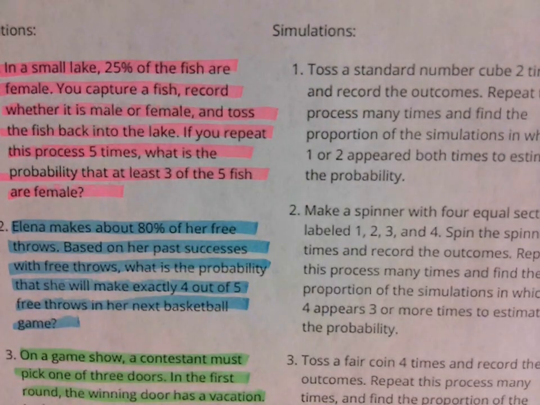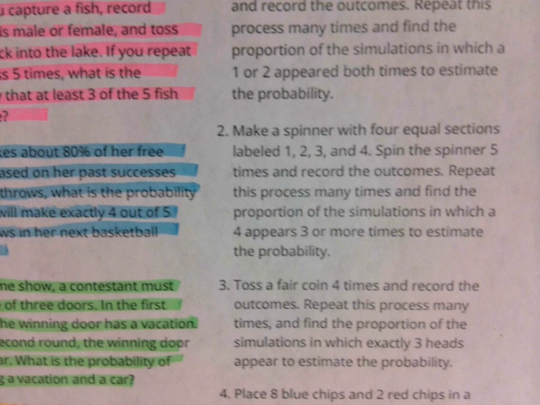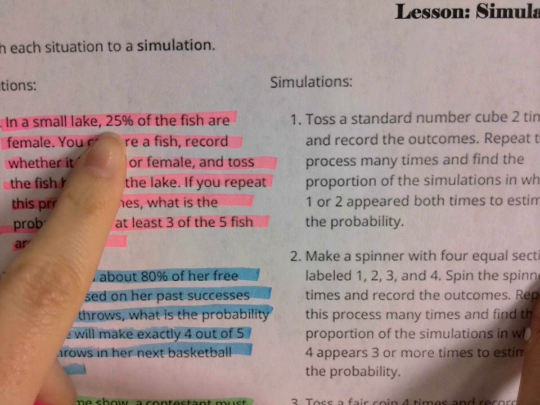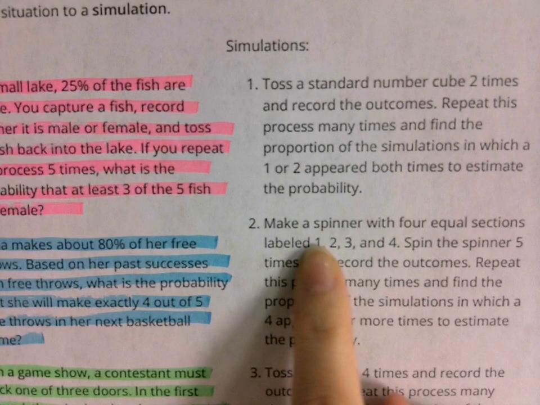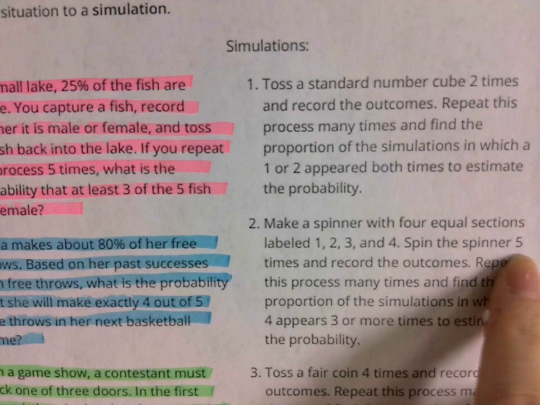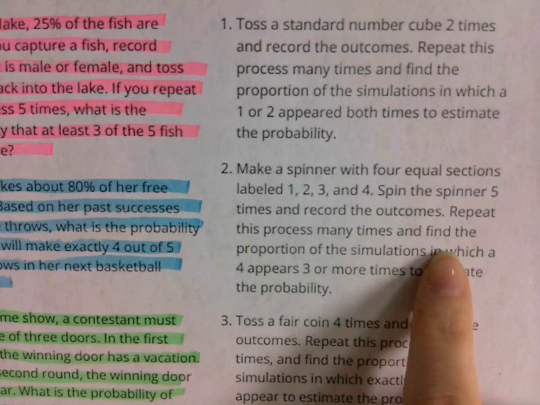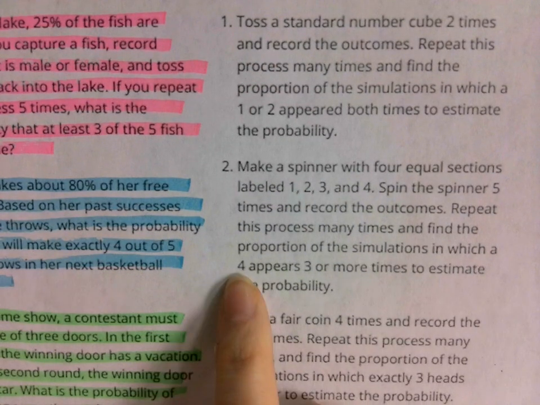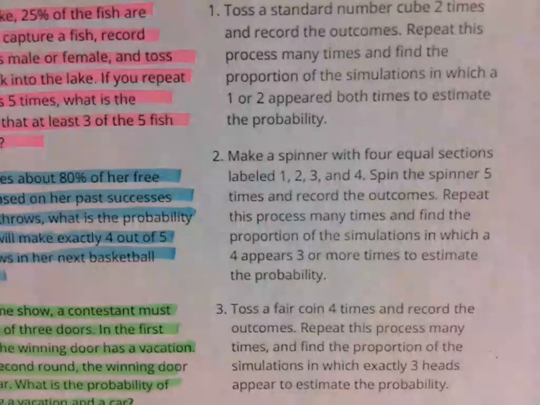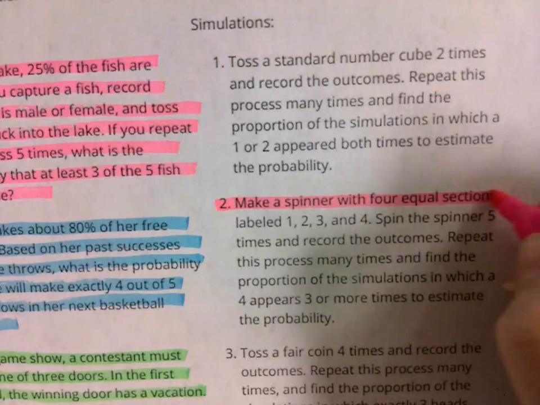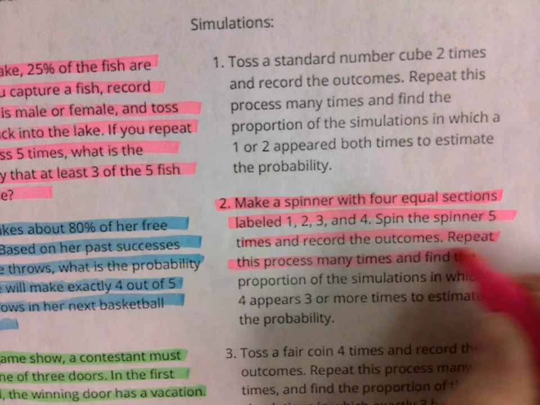Number 2. Okay, number 2 is going to model that. If you make a spinner with 4 equal sections, makes sense because 25% is 1/4. You're going to label it 1, 2, 3, 4. You're going to spin the spinner 5 times. Yeah, you're going to pull a fish 5 times. And then you want to identify how often a 4 appears 3 or more times. That makes sense. You want at least 3 of the 5 fish to be female. So this is the simulation that matches it, and we cannot use number 2 anymore.